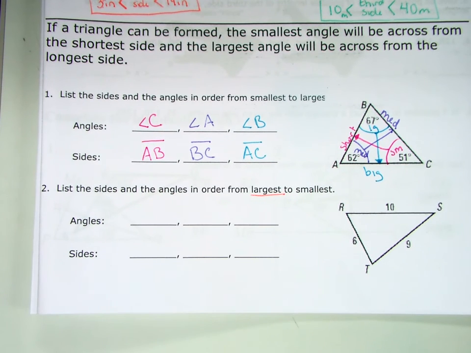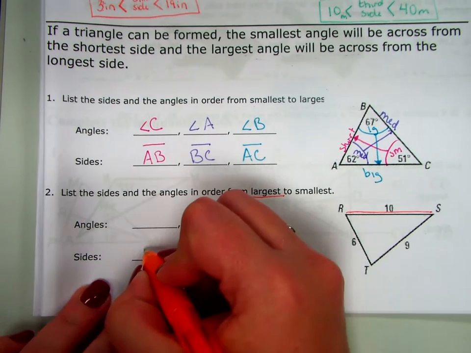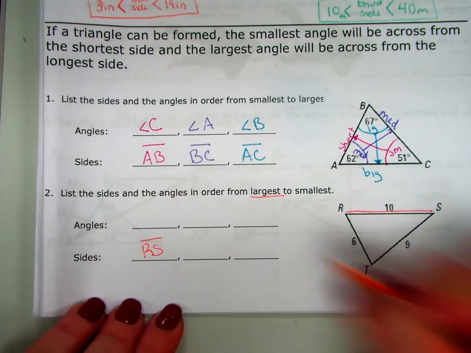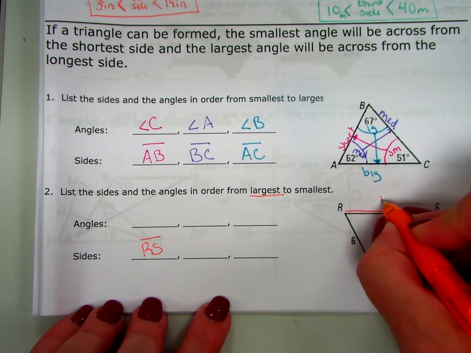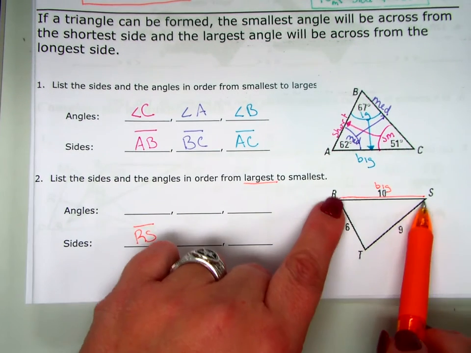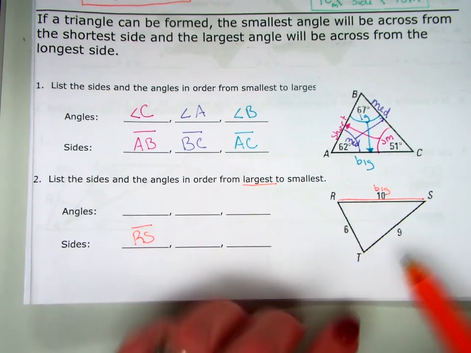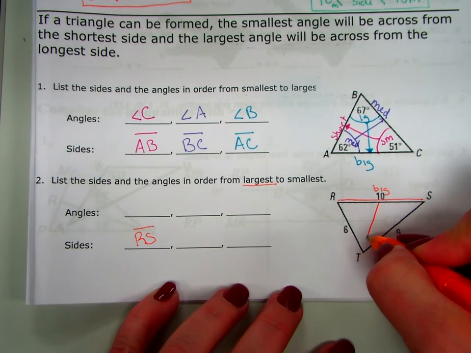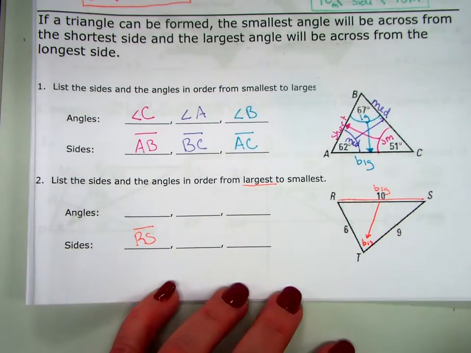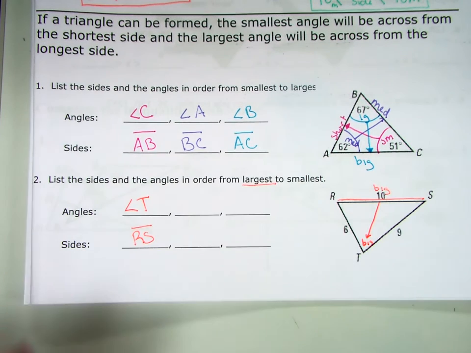They didn't give me the angles, but I can look and see that my longest side, my biggest value, is 10, so my longest side is RS. So that's my largest or longest side. Which angle does RS come from? If I leave the R and I leave the S, we go back towards T. So that means T was the big angle across from the big side.